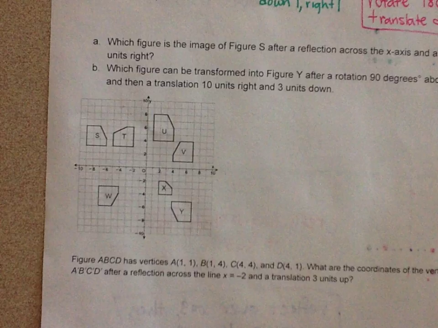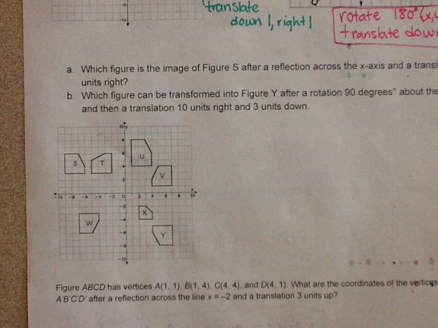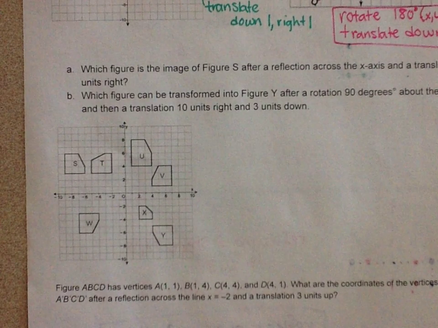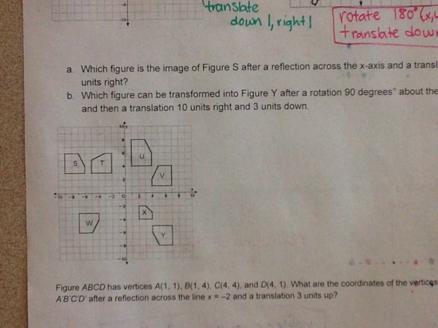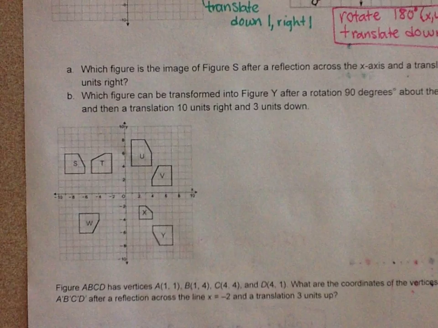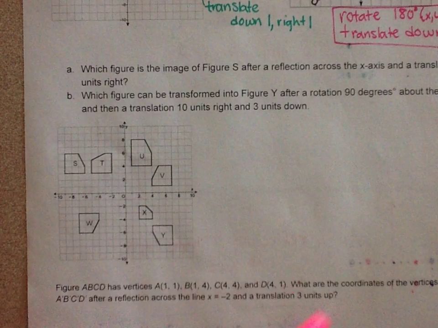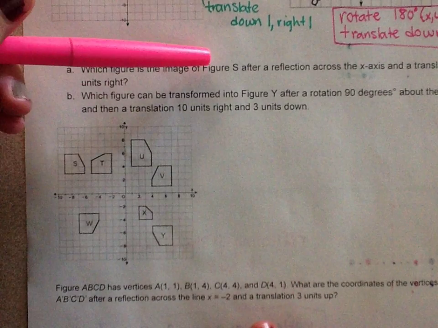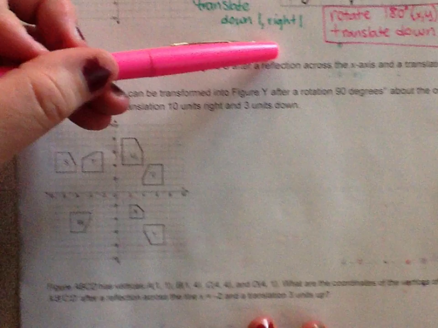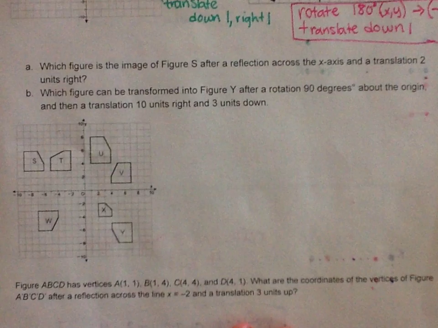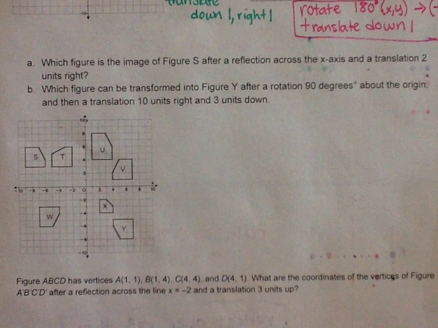Okay, on this next one, part A says, which figure is the image of figure S? What does image mean? After the transformation. What would have been before the transformation? Pre-image. The word pre means before. Okay, so which is the image of figure S after a reflection across the x-axis and a translation of 2 units right?